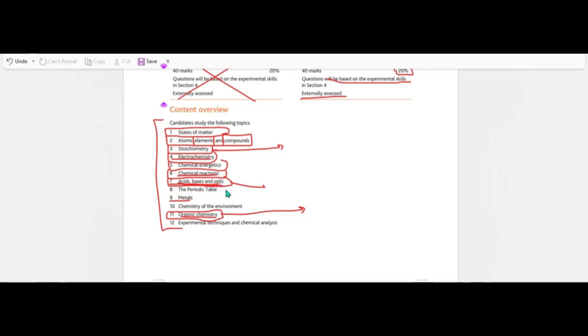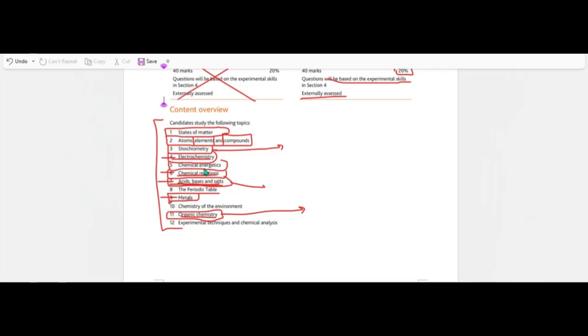Then we have the periodic table. This is pretty straightforward. You just have to know the properties of group 1, group 2, transition metals, group 7, and noble gases. Then we have metals. This is a pretty long chapter, but once you reach here, obviously you will know this chapter properly. You'll be doing this in order, right? You'll know this chapter, you'll know this chapter, and you'll find it really easy for this one. You'll also know this chapter because all three are related to this.